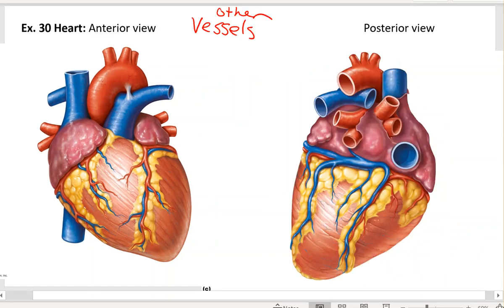All right, so I'm going to use this picture to go over a few different kinds of structures. So other vessels coming off the aortic arch, the first one goes to the right, and it's the brachiocephalic trunk, and it's going to turn into the subclavian artery and feed into the right common carotid artery. The second one is the left common carotid artery. And the third thing coming off the aortic arch is the left subclavian artery.